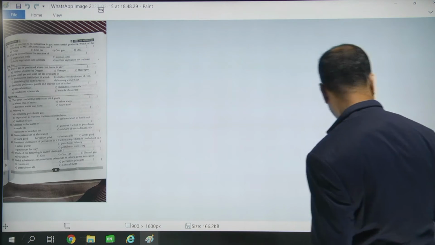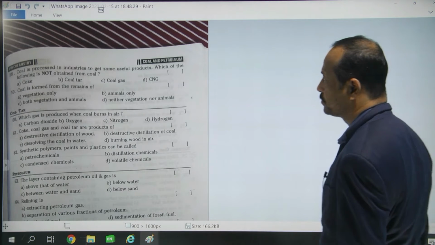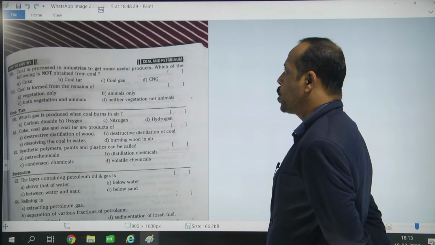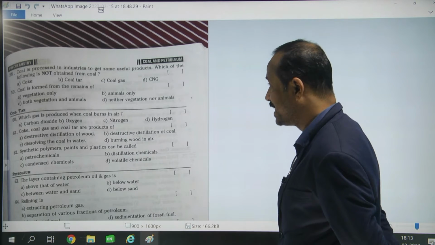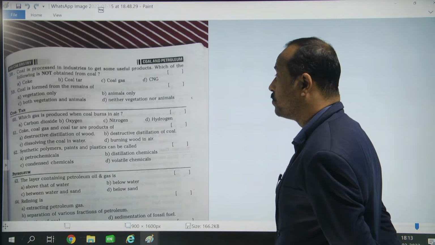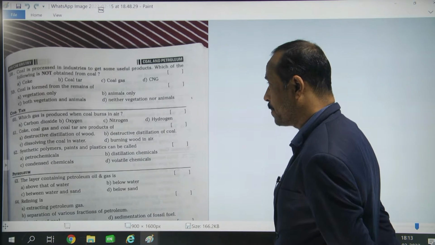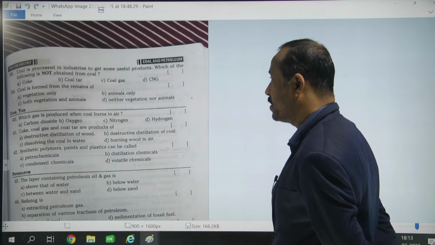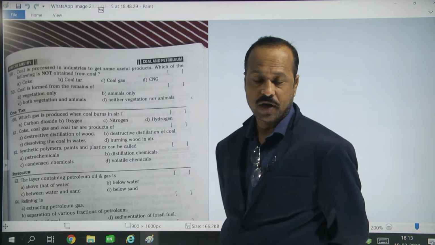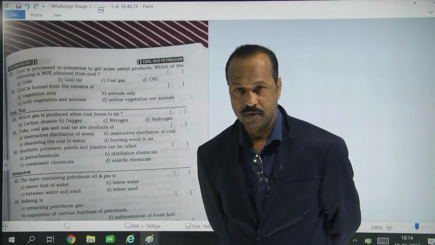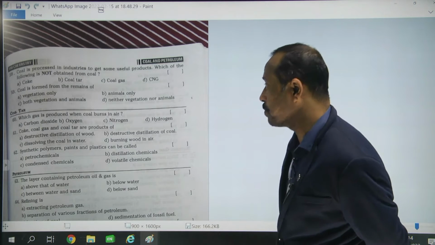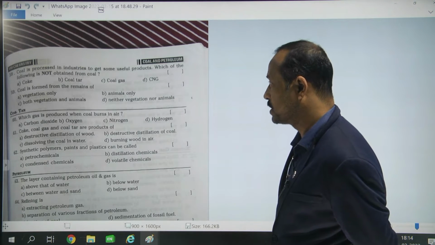Yes, so open the next page. In the next page, what is given here? Coal is processed in industries to get some useful products. Which of the following is not obtained from the coal? When we process coal, I said that three main products will be available. But here it asks which is not a product of processing coal.